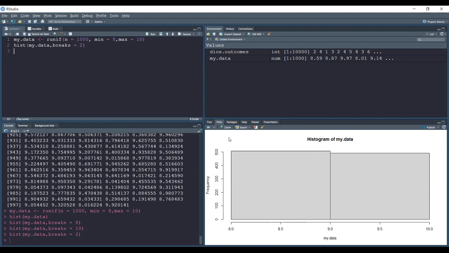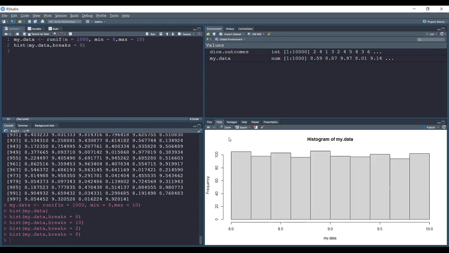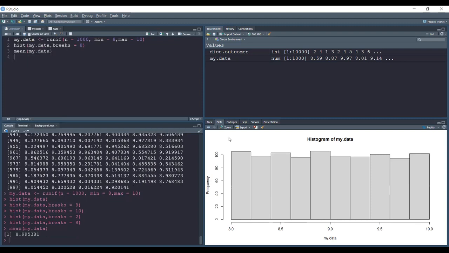Now, why are we doing any of this? Let's go back over here. First of all, you can calculate the mean. You'd expect the mean to be around 9, right? Mean of my data, and to 2 decimal places, it's 9.00. And now we can also calculate the standard deviation.